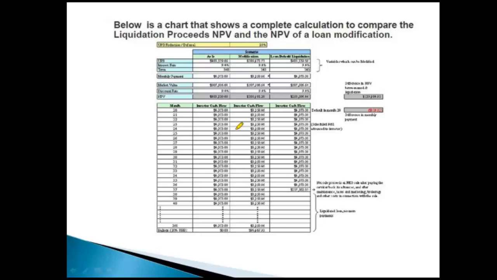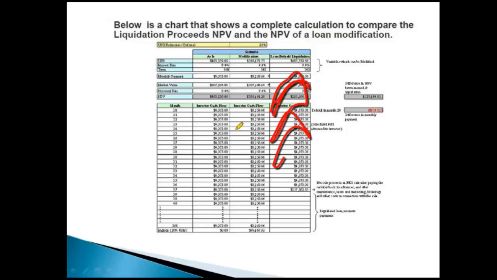And it's a little blurry here, but basically you have three columns. The first column at the top where it says as is, this is basically what you're looking at. The loan just stays exactly the way it is. Then column 2 is the modification column, and it's what the loan will look like, and you're looking at the bottom line there if they do a loan modification. And then the third column, loan default liquidation, this is what they'd be looking at if they just foreclosed and sold the property now.